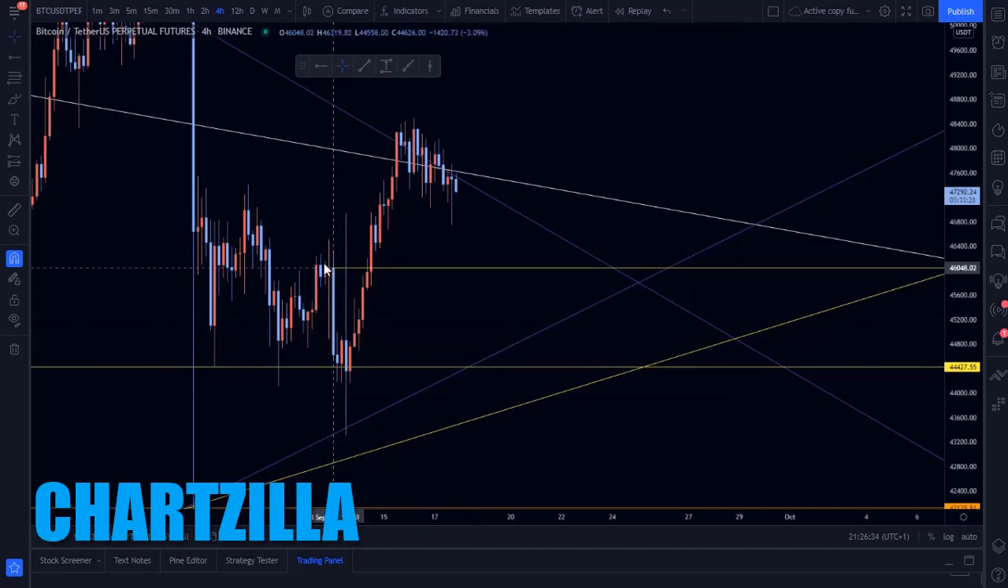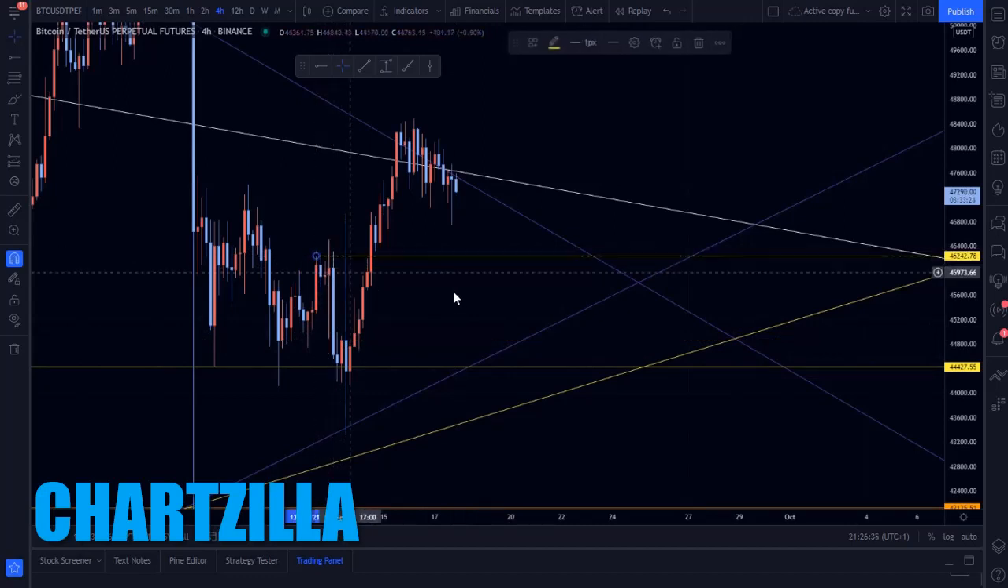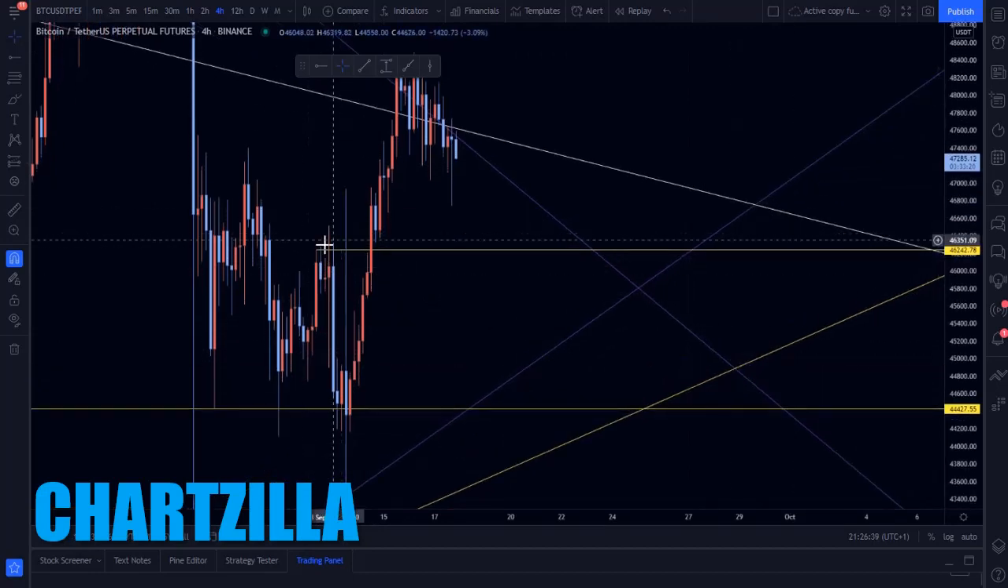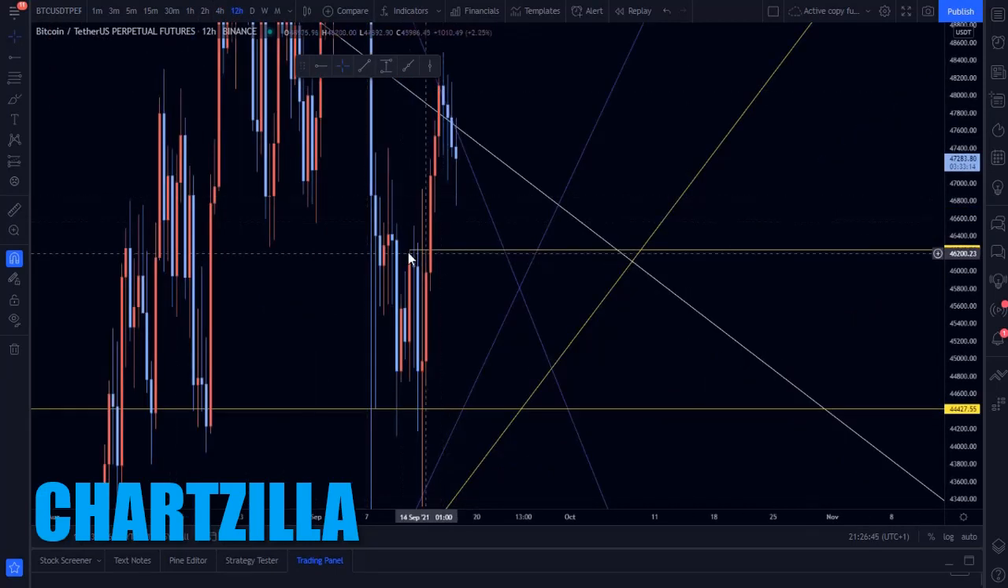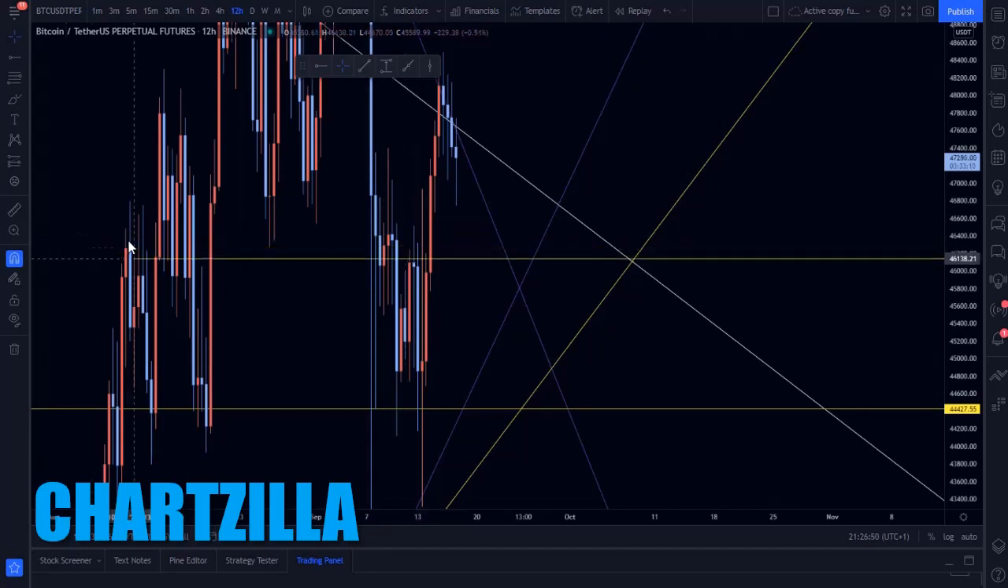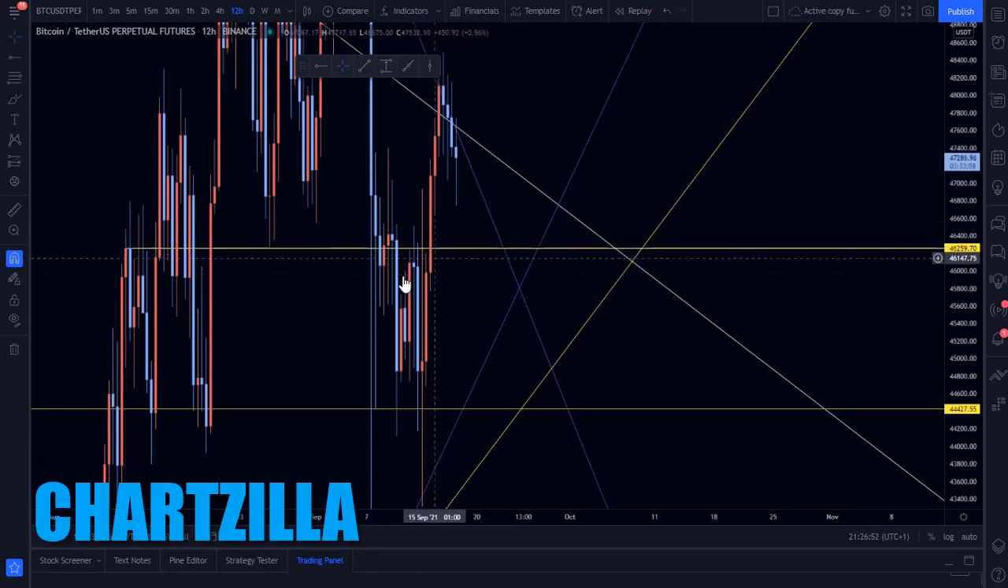Failing that, kind of like the top of this range, or kind of like this. I think 46242 is a really cool spot as well. But let's break this down to the 12 as well and have a look. Yeah, I like that. I like this level.